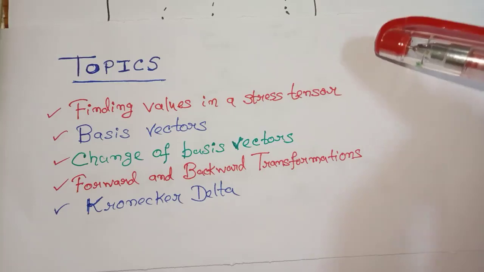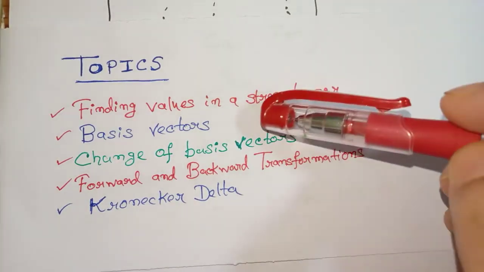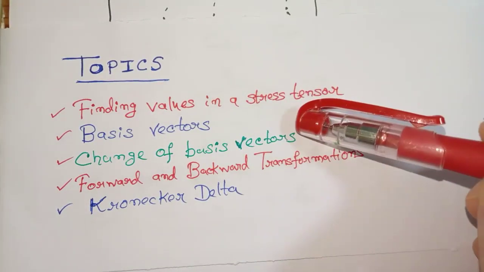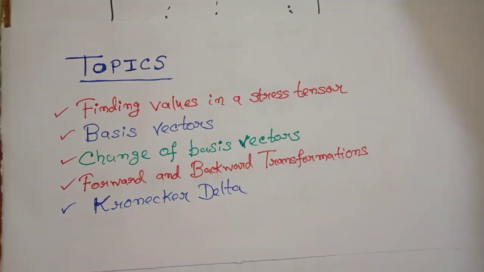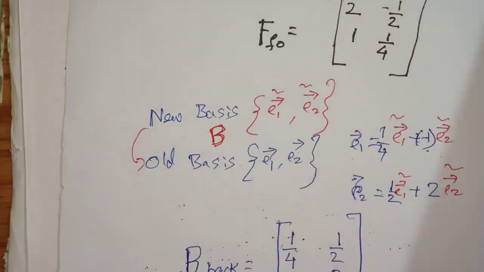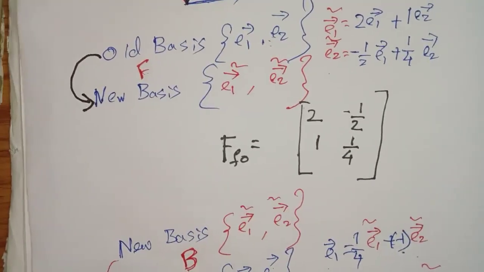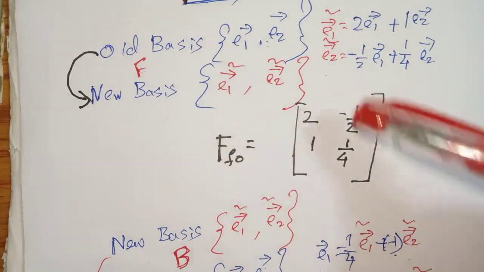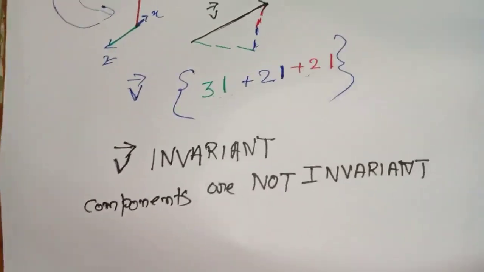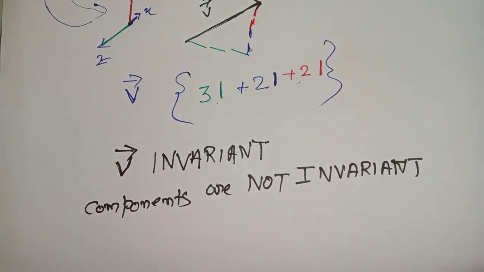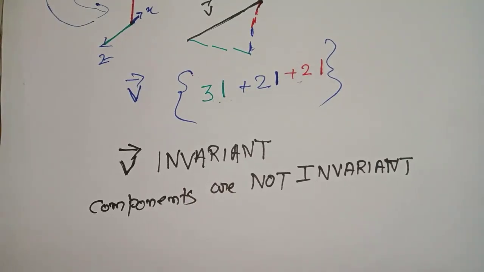So till now we have completed finding values in a stress tensor, what is the basis of a vector, and change of basis vectors. This one is the change of basis vectors, which actually shows you how the components change, but the main vector remains the same, right? So we have shown what is the change of basis of a vector, where the variant part is the components and the vector is the same.